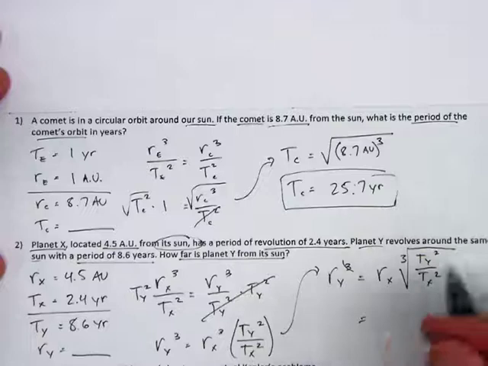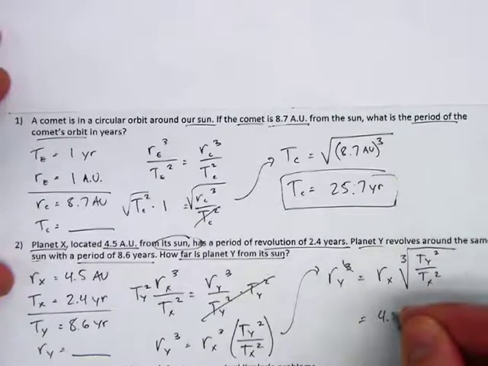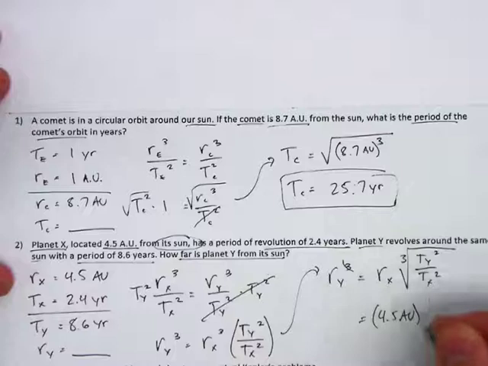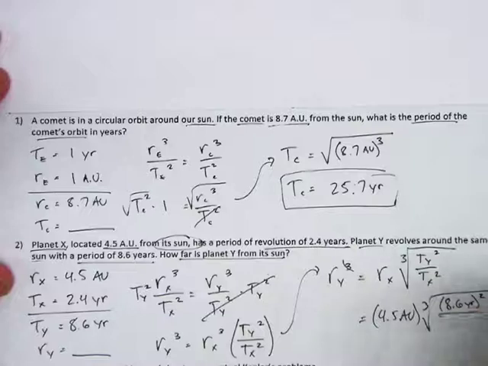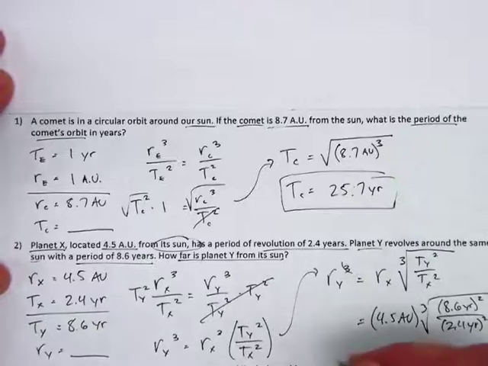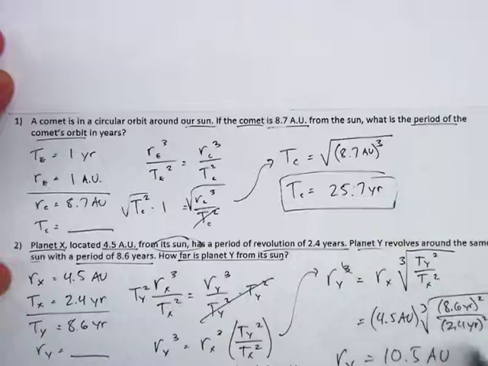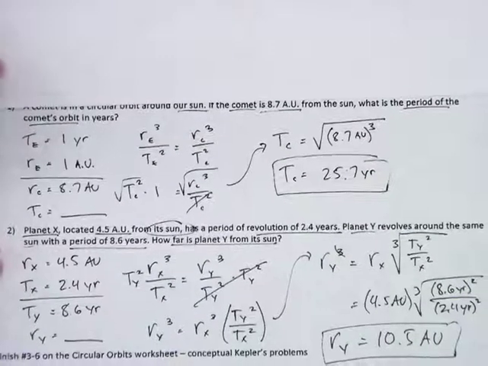And this is, what do we got, 4.5, times the cube root of 8.6 years squared over 2.4 years squared, which gives me an orbital radius of 10.5 astronomical units. So there you have it, solving problems using Kepler's third law.